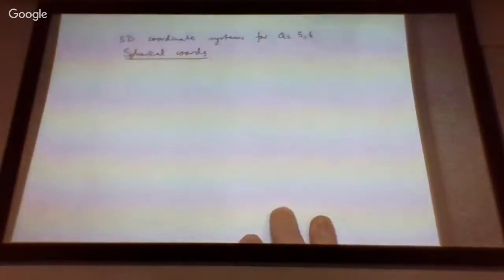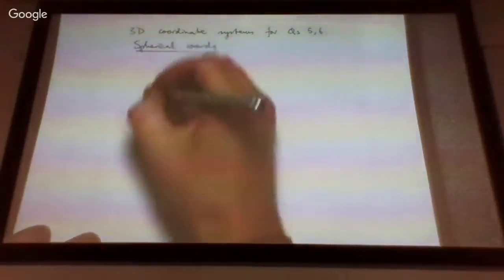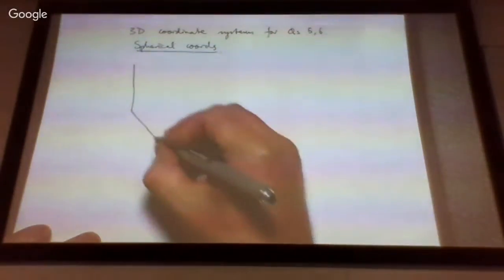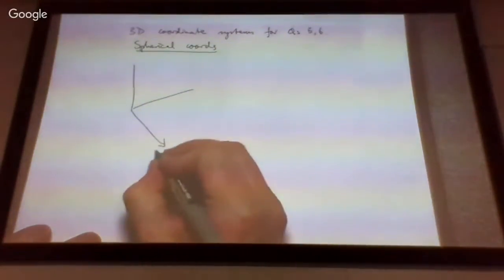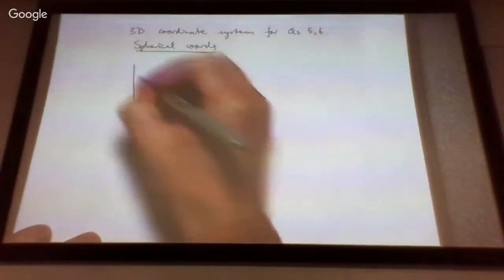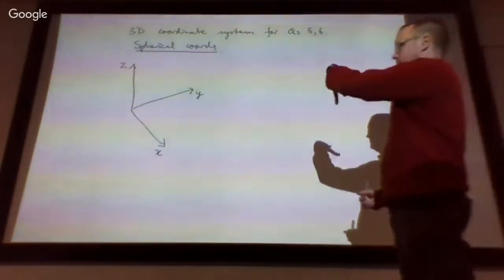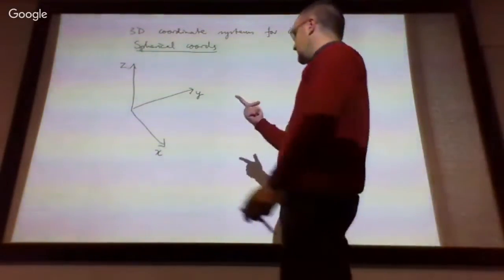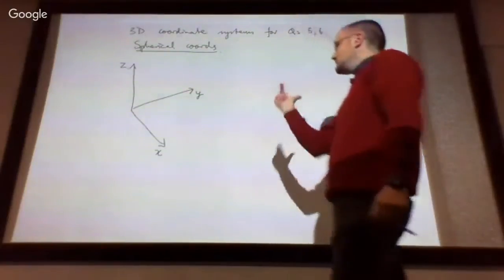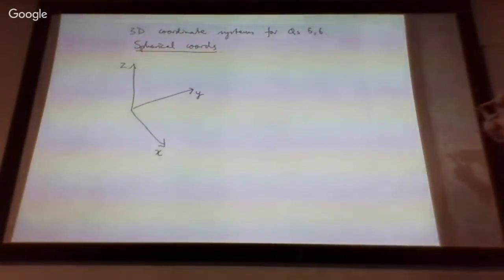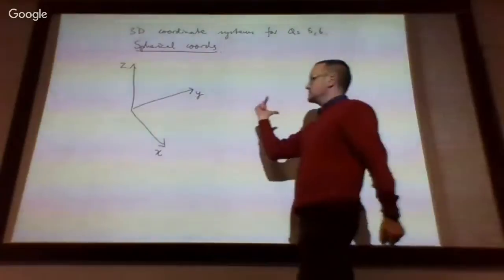Okay, so we'll describe these in relation to the usual. So here's what looks like the usual x, y, and z Cartesian coordinates in 3 dimensions. I think this is a right-handed system. Yeah, this is a right-handed system. So your thumb is x, your first finger is y, middle finger is z.